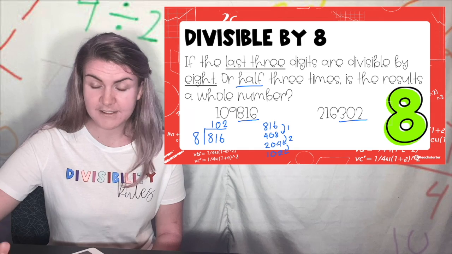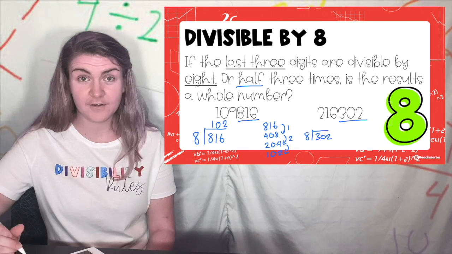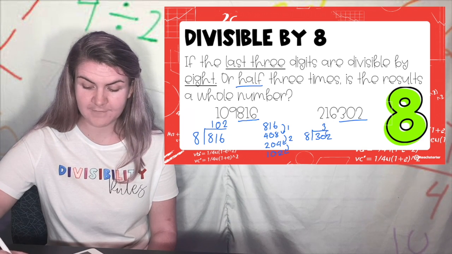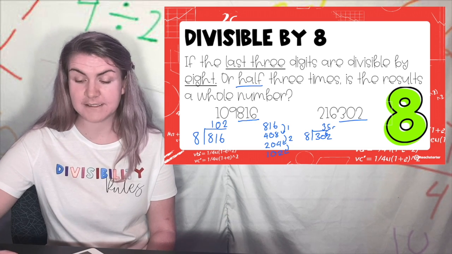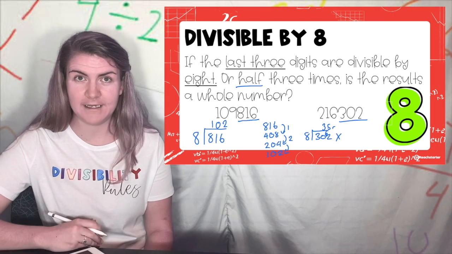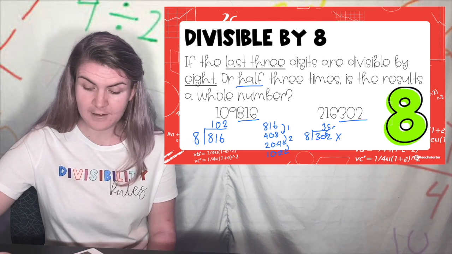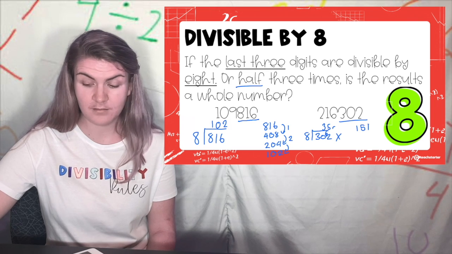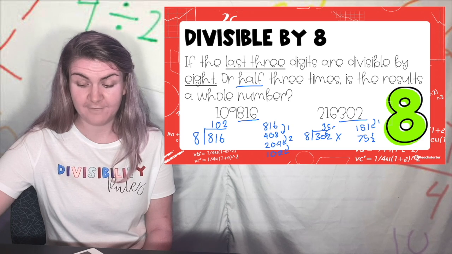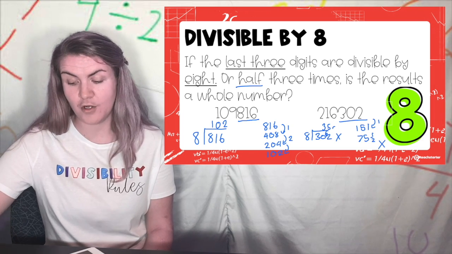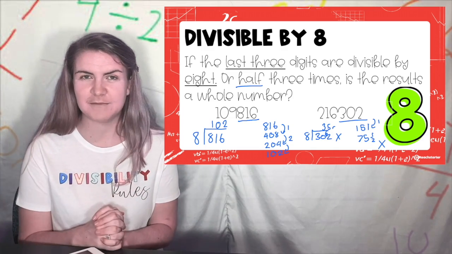The last 3 digits is 302. So if I do the normal division, 8 goes into 30 3 times with 6 left over. 8 goes into 62 7 times with a remainder, which means it's not divisible by 8. If I try my halving method, 302 in half is 151. That's 1 time. 151 in half is 75 and a half, and that's got a remainder, not divisible by 8. So if the last 3 digits are divisible by 8, then it's divisible by 8.